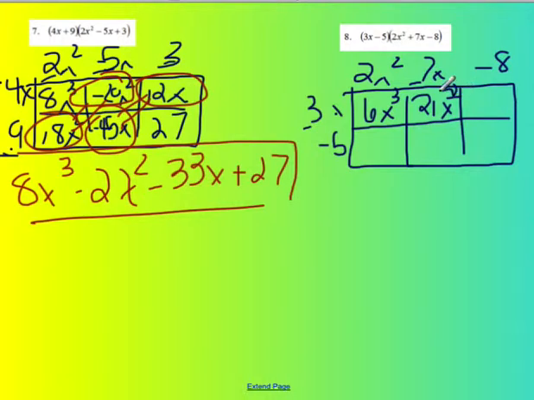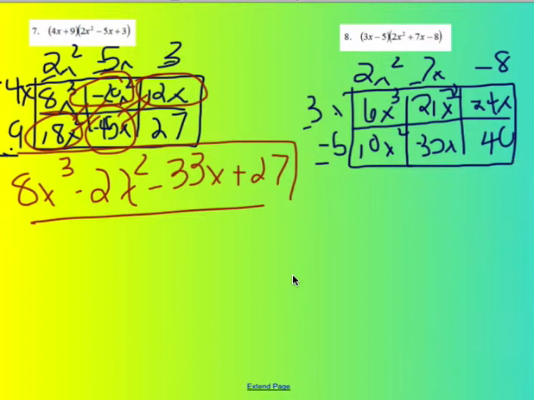Negative 8 times 3 is negative 24, and then x. Negative 5 times 2 is 10, and then x squared. Negative 5 times 7 is negative 35, and then x. And then negative 5 times negative 8 is a positive 40.